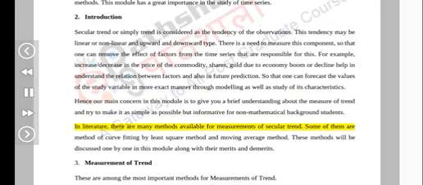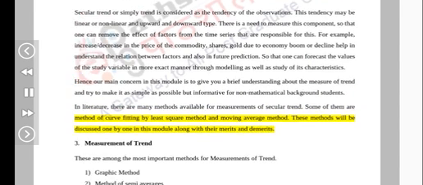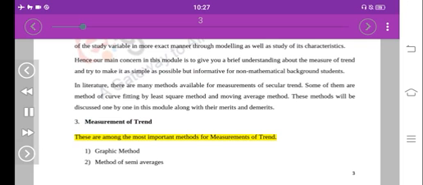In literature, there are many methods available for measurement of secular trend. Some of them are the method of curve fitting by least square method and the moving average method. These methods will be discussed one by one in this module along with their merits and demerits. 3. Measurement of trend. These are among the most important methods for measurement of trend. 1. Graphic method. 2. Method of semi-averages.